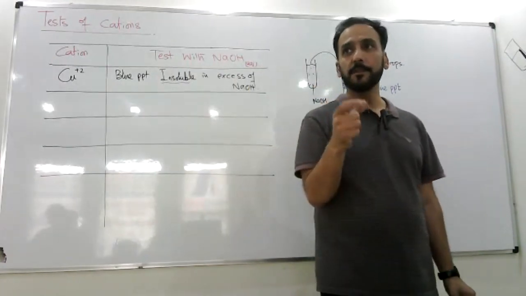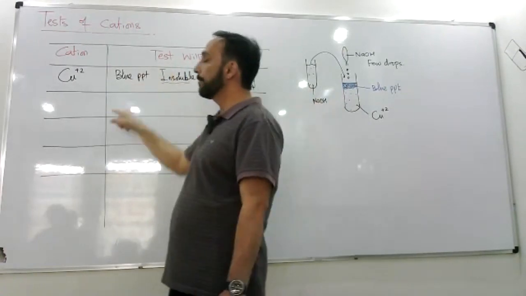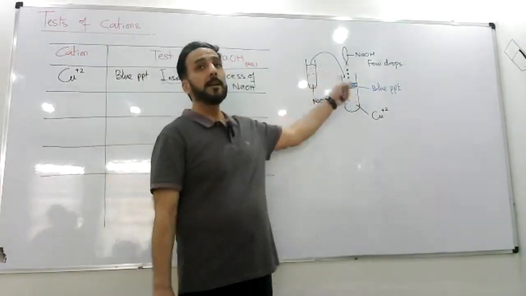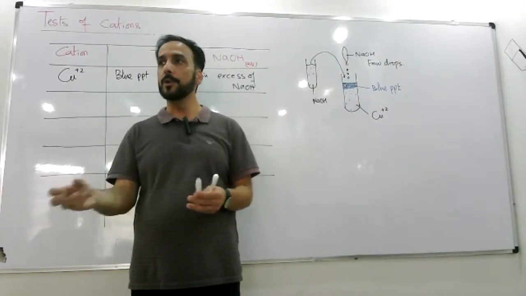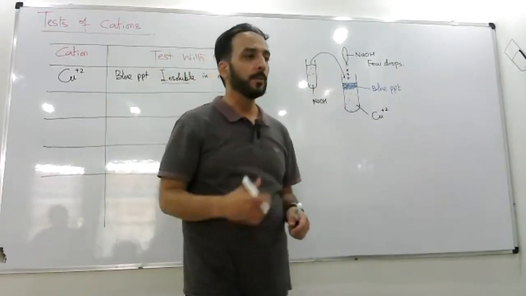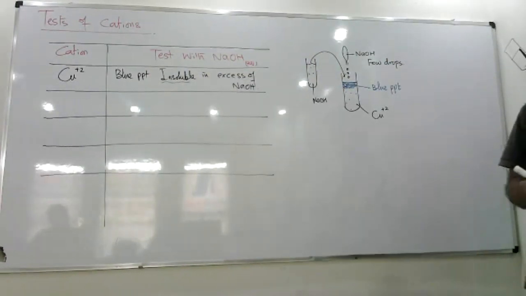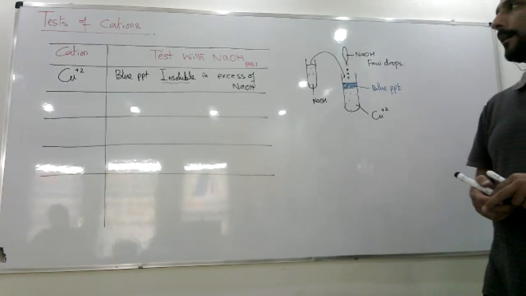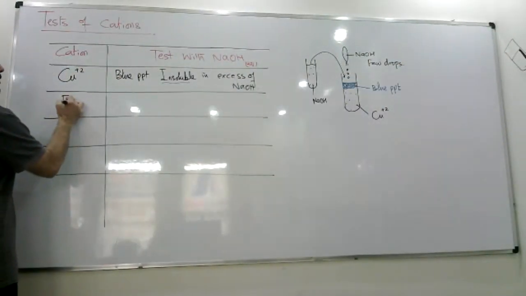Initially the test is with few drops of NaOH. ठीक है ना, ये जो मैं इधर लिखूंगा, that is with the few drops of NaOH. And then once you get the precipitates, we just put more NaOH into it, maybe half test tube into it, to see whether the precipitates would be soluble or not. तो ये है.